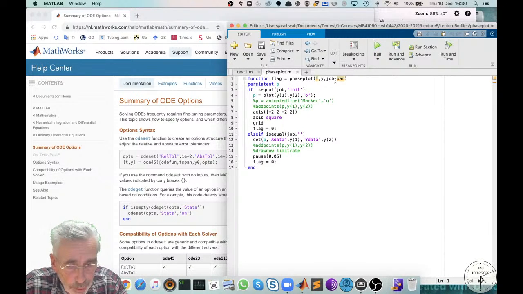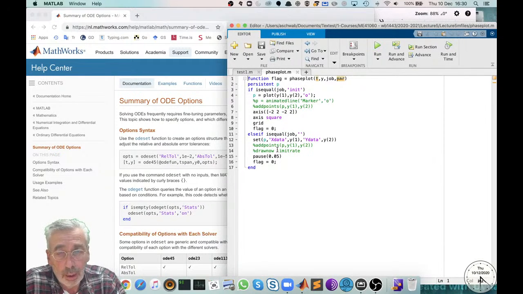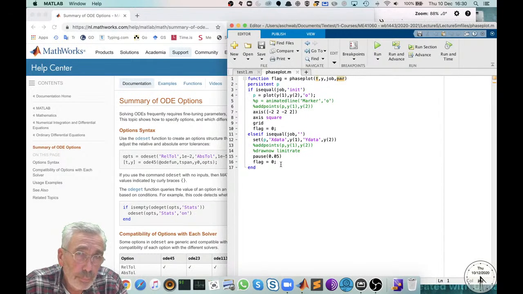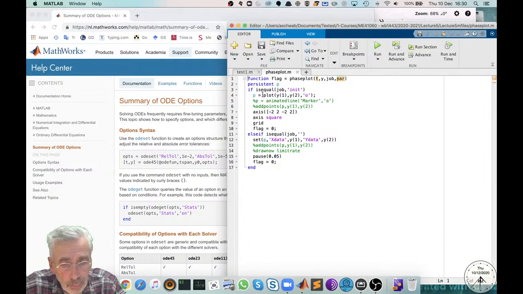So this job has a number of values. It has init, it has nothing, then it's just running, and there's also a thing called done. I'm not using it here because I have to do nothing when it's done, but you could also add a done here. You can read in the manual all about it. Anyway, let's focus on init and job. So if we initialize our phase plot, then we first have to make a plot, and we have to put a point on the plot, and we draw some axes and a grid.